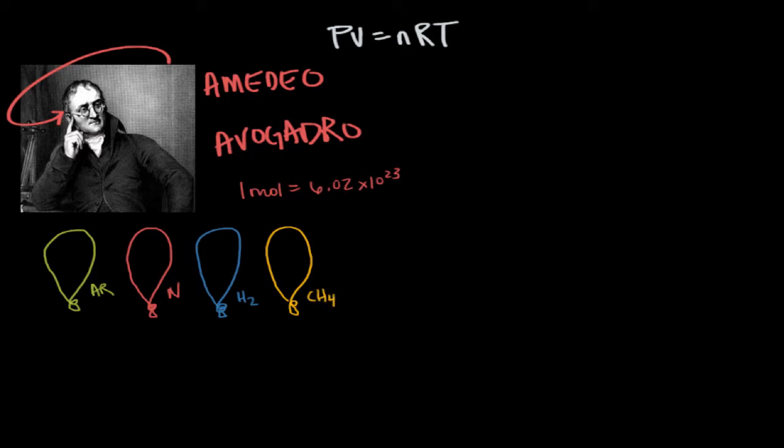And so what Avogadro was saying was that at 1 liter, each one of these 4 balloons would have the same number of particles. So I'm using 5 particles, but the point is that all of these balloons would have the same number of particles. And so at 1 liter, each of these balloons would contain 0.041 moles. And if we use Avogadro's number here, that's the same thing as saying that each of these balloons would be filled with 2.5 times 10 to the 22 particles.